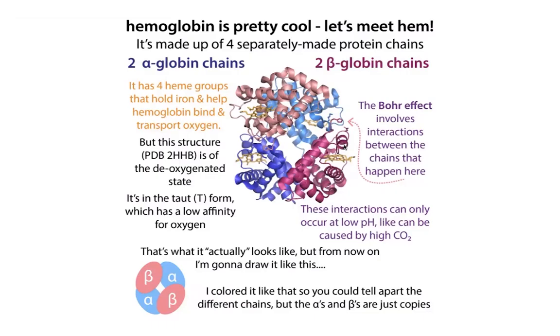But basically, it's a heterotetramer, so it has different subunits, but it has two copies of a beta subunit and two copies of an alpha subunit, at least for the adult version. It's going to bind to iron, and that will help bind to oxygen and carry oxygen throughout the bloodstream.